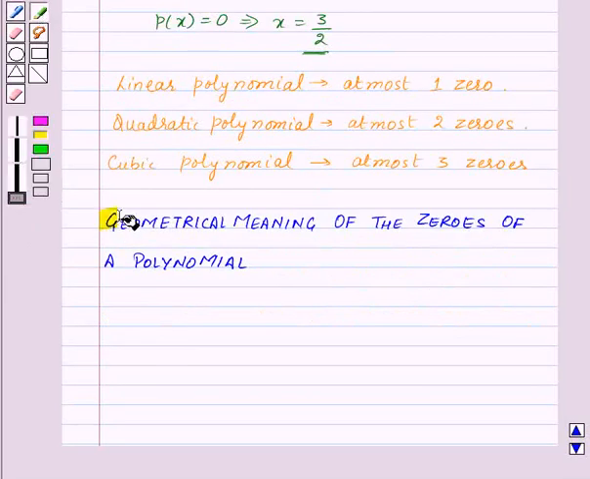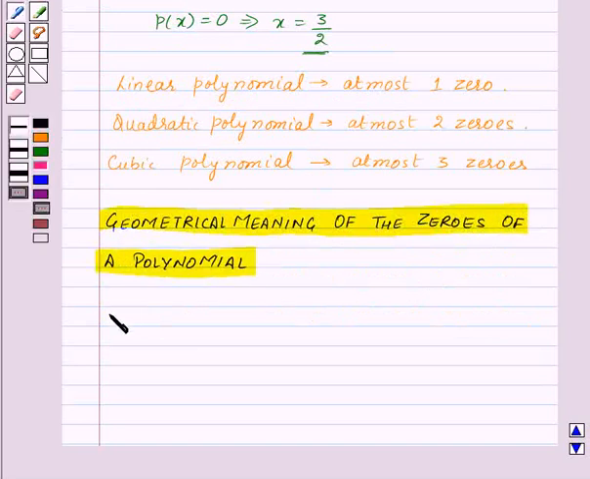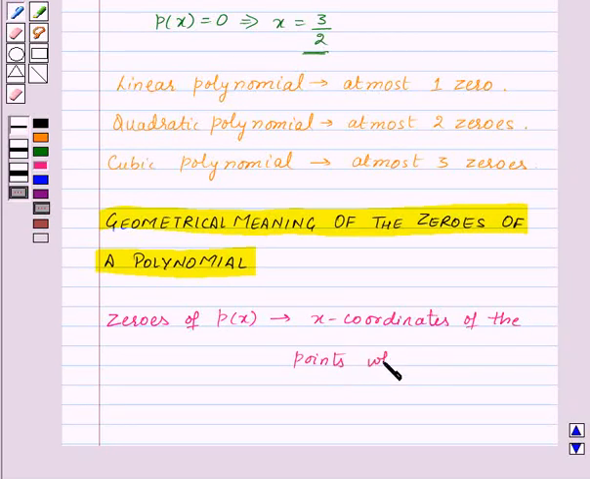Now let's study the geometrical meaning of the zeros of a polynomial. The zeros of a polynomial p of x are the x coordinates of the points where the graph of p of x intersects the x-axis.